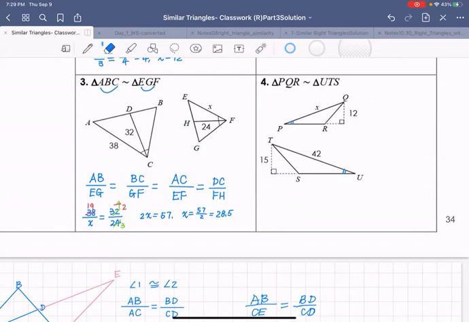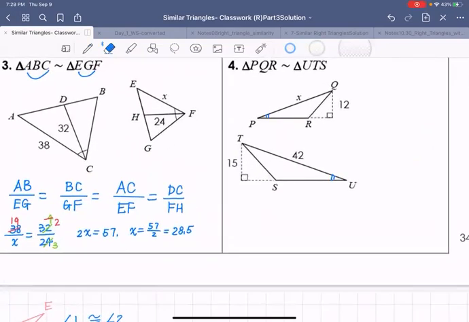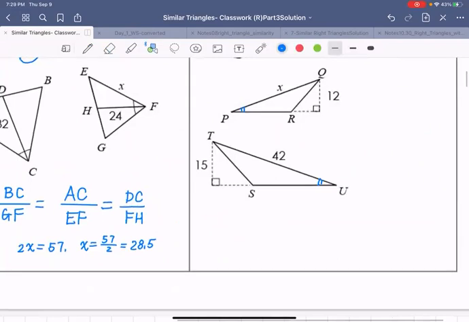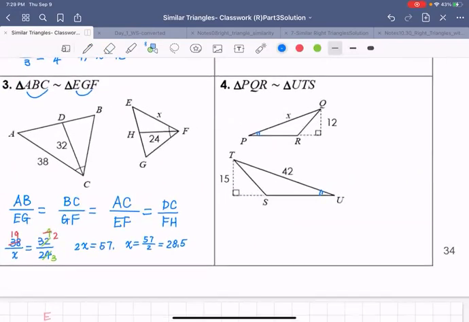Last one. Kathleen. Go ahead and let's do number 4. PQ is similar to UT. Or PQ over UT equals QR over TS. Good. PR over US. Okay.